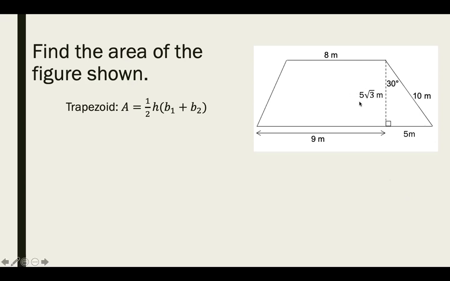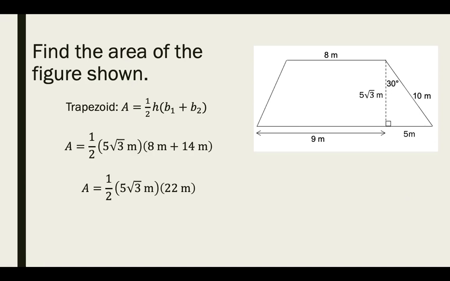Our height is this 5 times the square root of 3. Base 1, we have 8. Base 2 is 9 plus 5, which is 14. So let's plug all that into our formula. Simplify it. We get an answer of, if we do 1/2 times 5 times 22, that's 55. So we have 55 times the square root of 3.